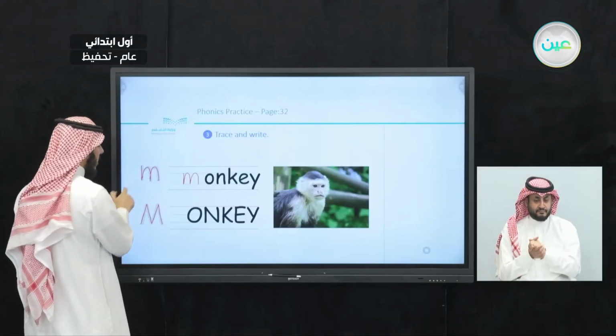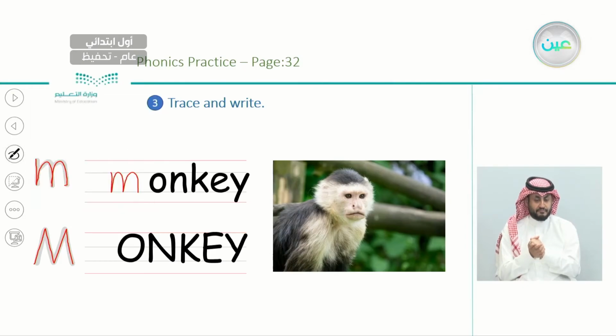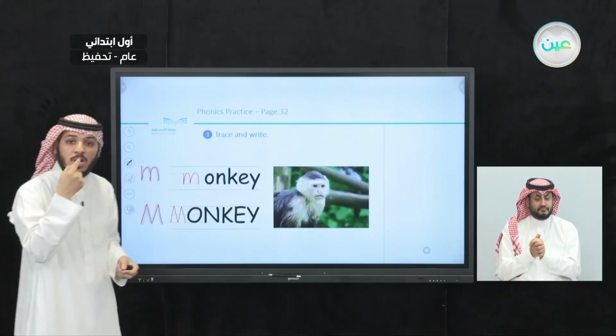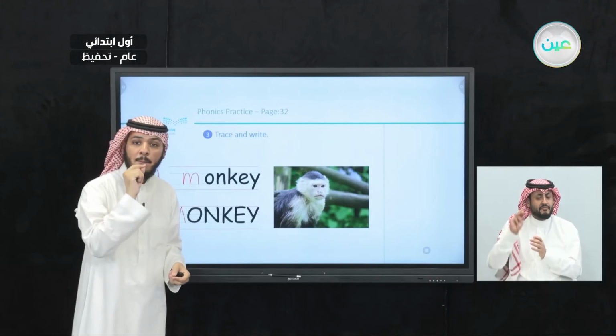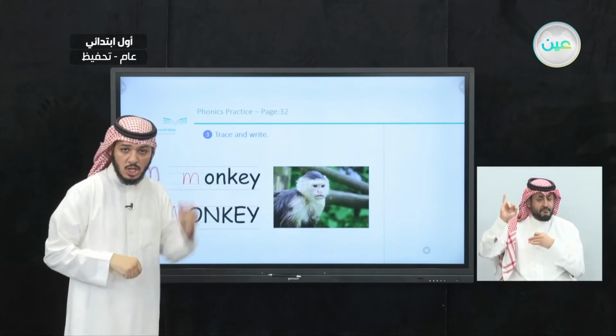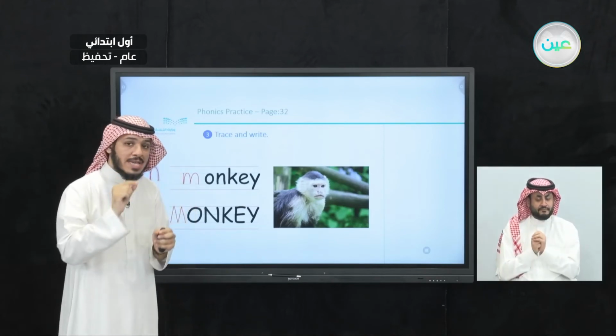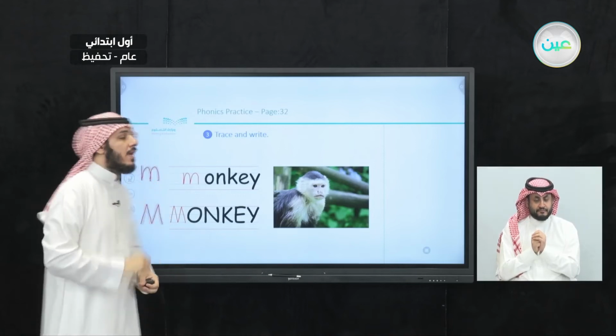Now let's write it next to the word monkey. So M, up, and then down again. This is monkey. We have M, and we pronounce it as monkey. Okay, excellent.